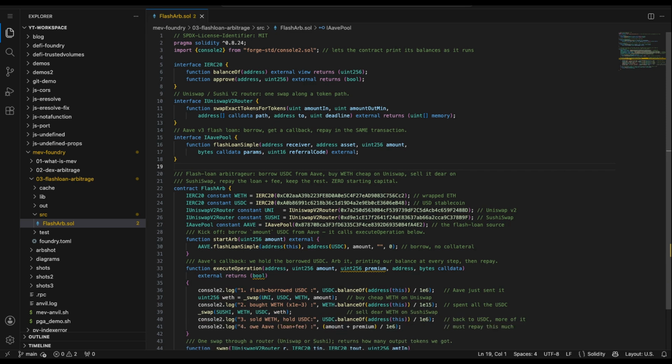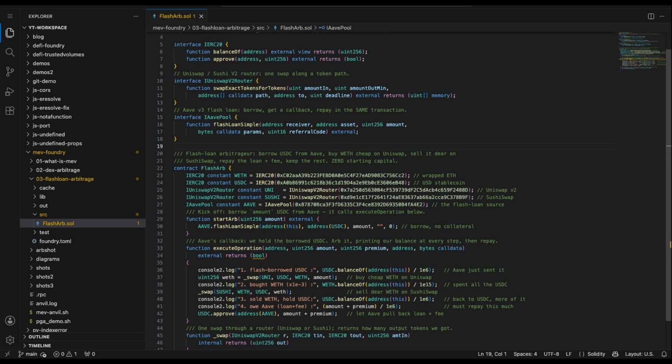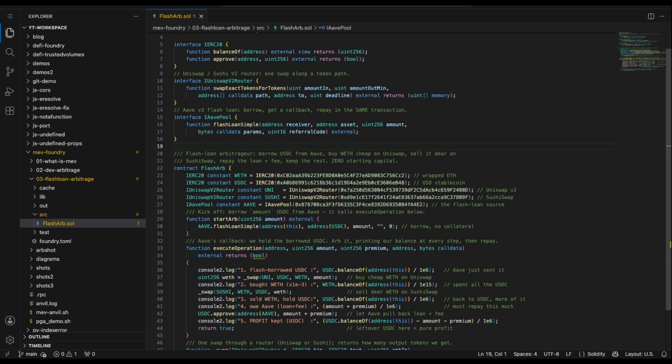Then we approve Aave to pull back the loan plus its fee. Between each step we log the balance, what we borrowed, the WETH we bought, the bigger pile of USDC we sold it for, what we owe Aave and the profit left over. We return true, and that leftover USDC is pure profit, made with money we never owned.